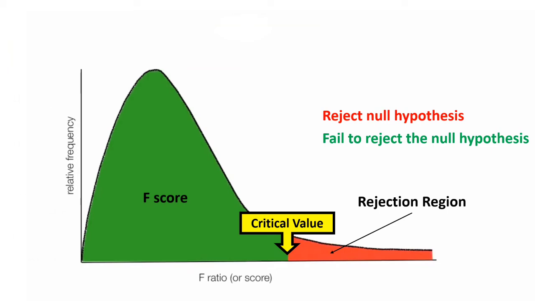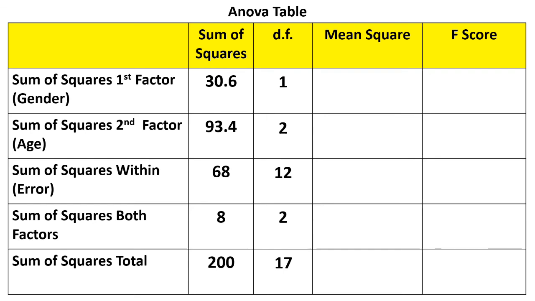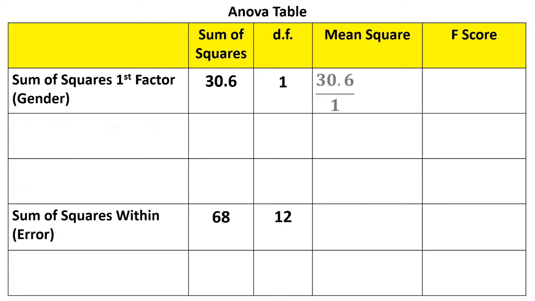Now, let's start with the first factor, which is gender. The mean square is actually the sum of squares divided by its degrees of freedom. And that is 30.6 divided by 1. And of course, that will be equal to 30.6. For the sum of squares within, we have 68 divided by 12, which equals 5.67.